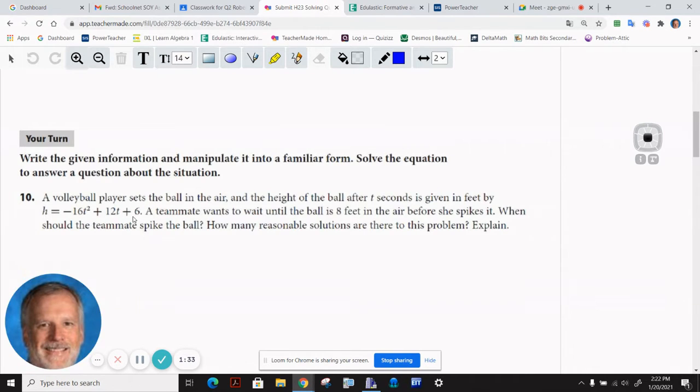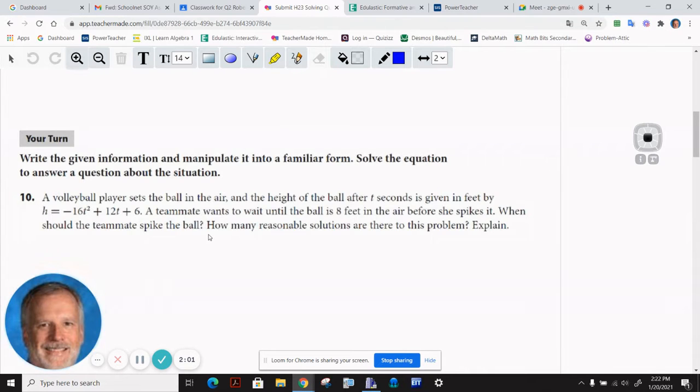All right, but that's not what the question's asking us. So a teammate wants to wait until the ball is 8 feet in the air before she spikes it. So when should the teammate spike the ball? How many reasonable solutions are there in this problem? So one of the things I want to point out to you, and I've been asked a few times over the years with a word problem like this, how is it you break it apart?